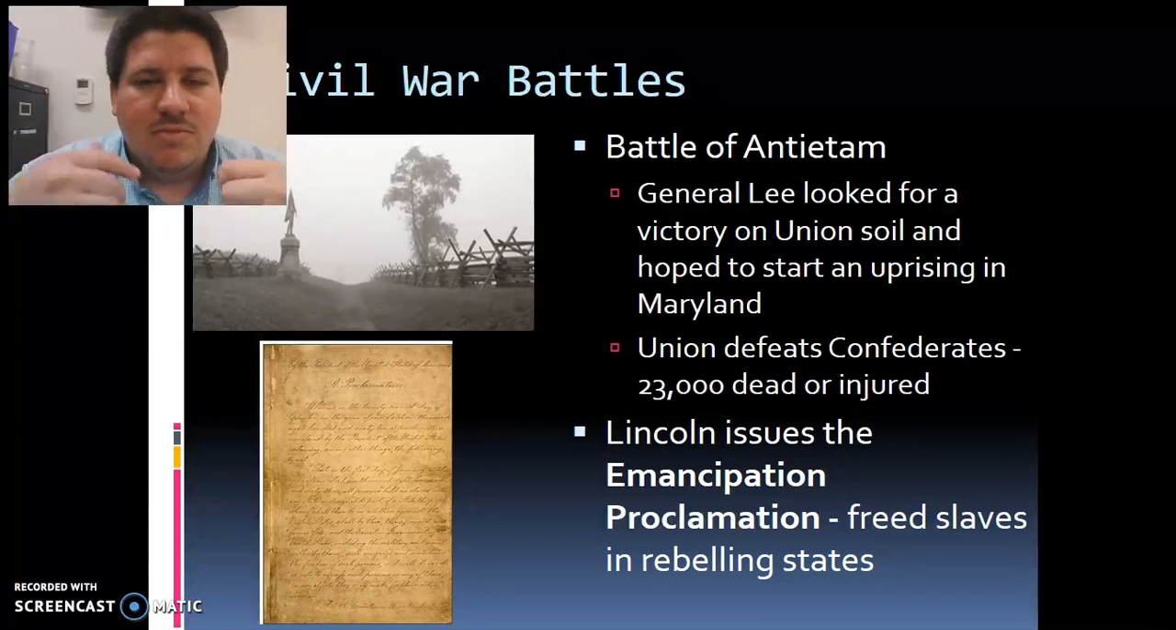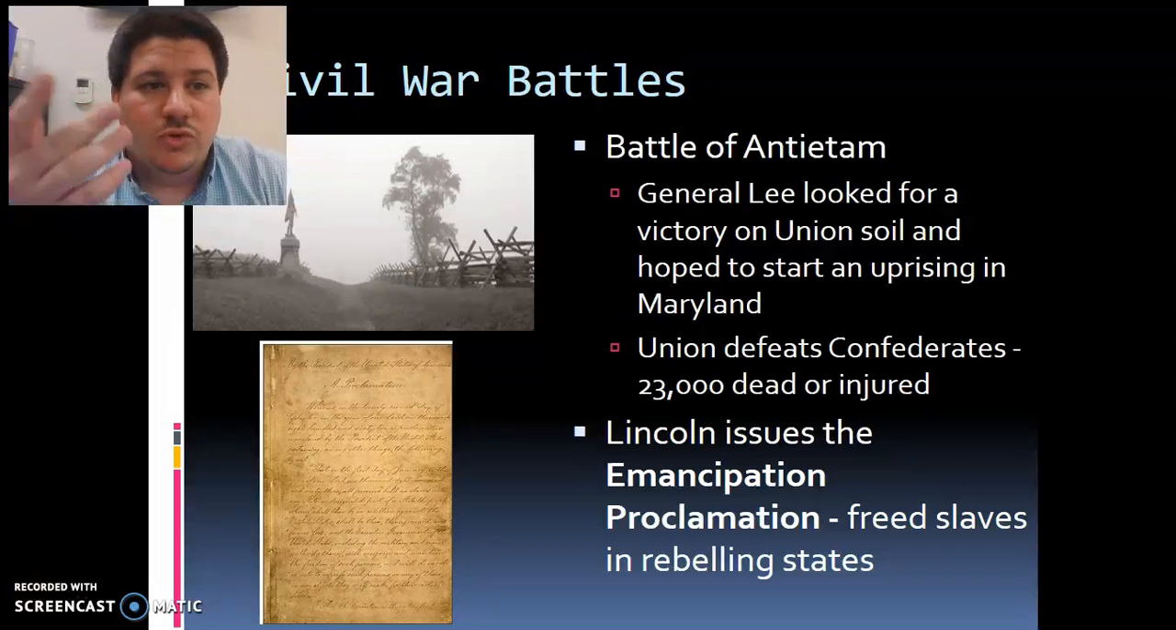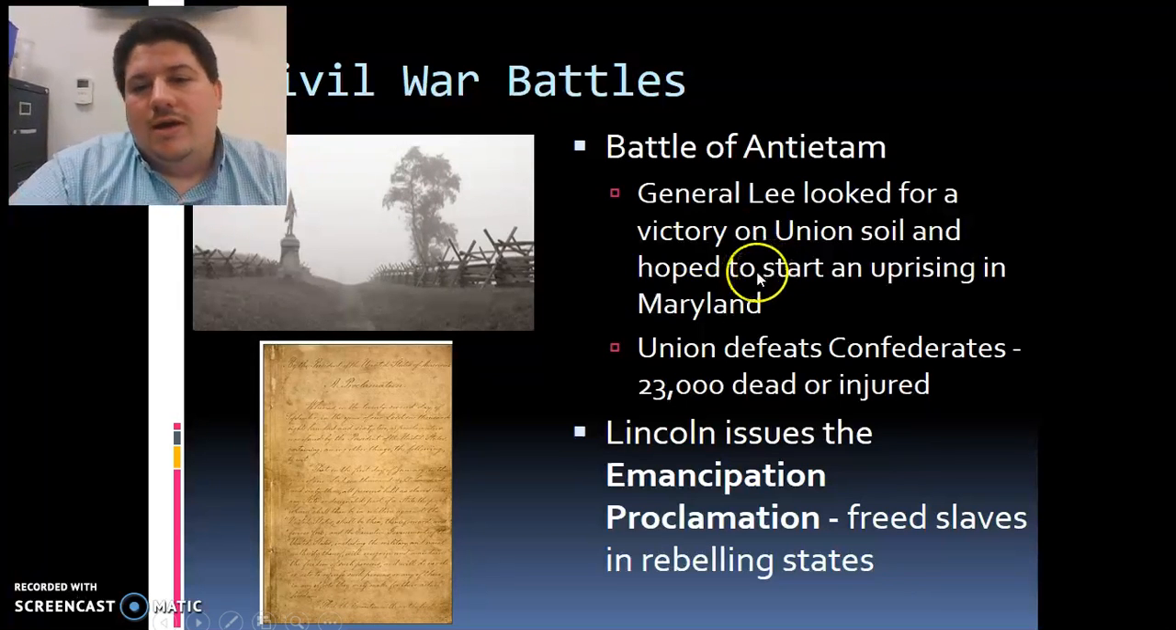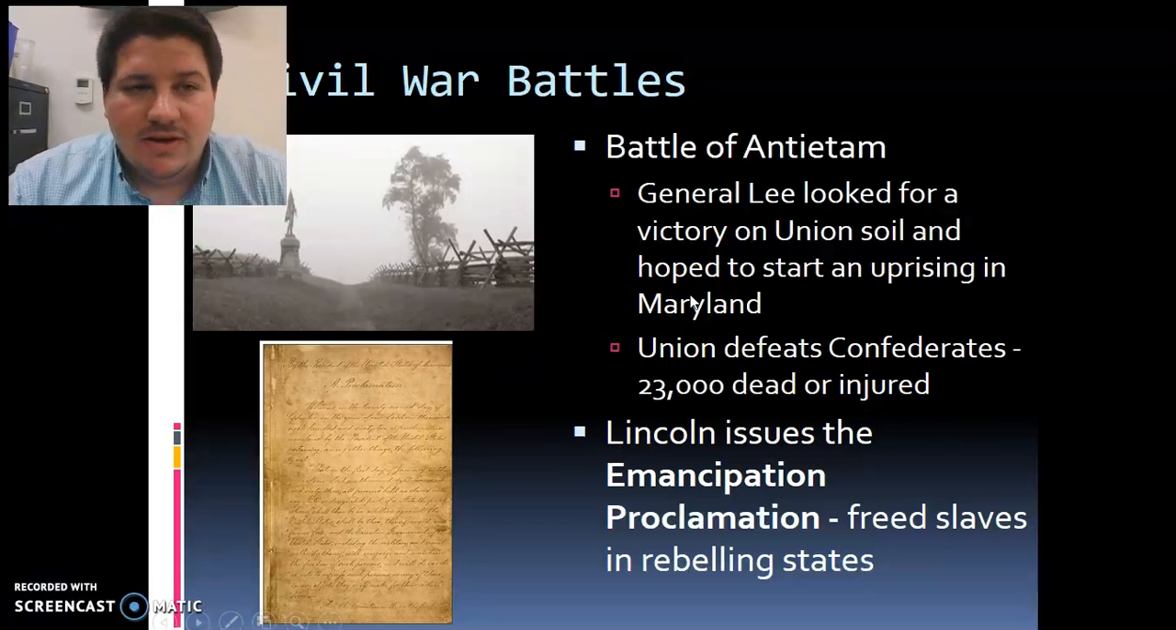So Lee's thinking Maryland, culturally very similar to the southern states. They own slaves, so the people there would be sympathetic to the South, and he could invade and start an uprising in Maryland in which they would come join the Confederacy and Maryland would secede. They were wrong, and it ended up becoming a very bloody battle in which 23,000 people were dead or injured by the end of it.